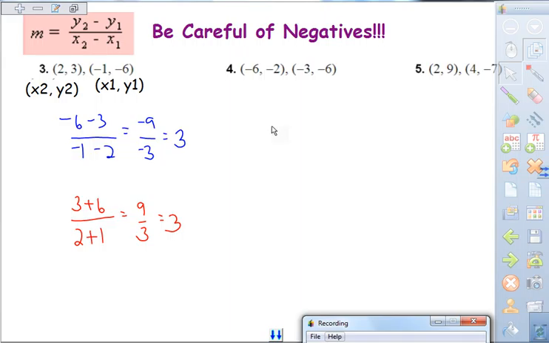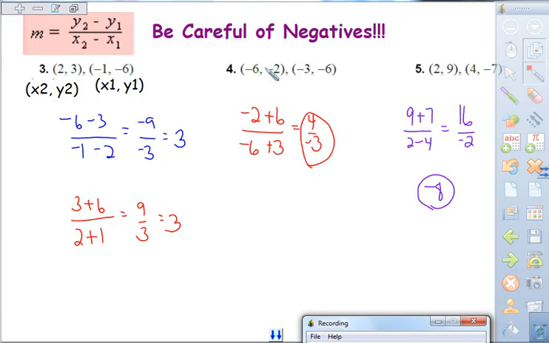So why don't you try number 4 and number 5. Pause the video until you're ready for the answer. So in number 4, I went negative 2 minus a minus 6, negative 6 minus a minus 3, so I get negative 4/3. And in number 5, I went 9 minus a negative 7 and 2 minus 4 for negative 8.